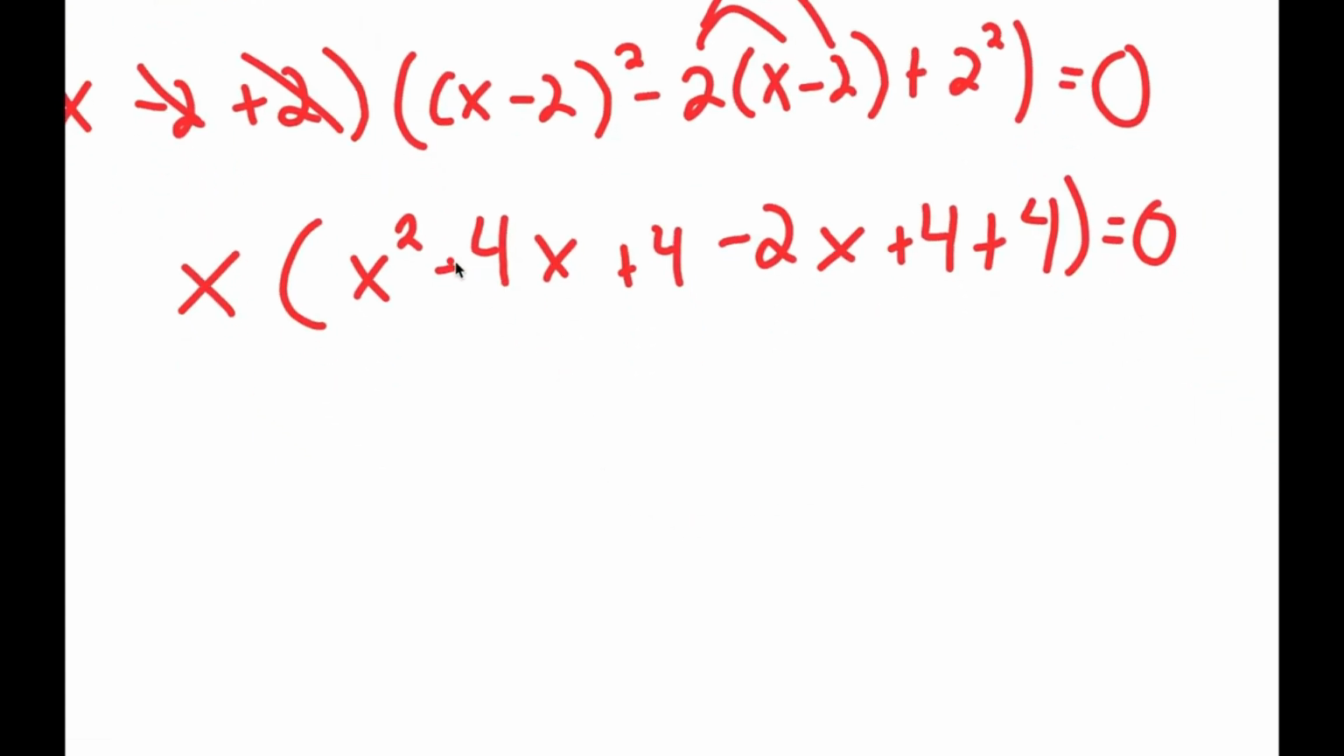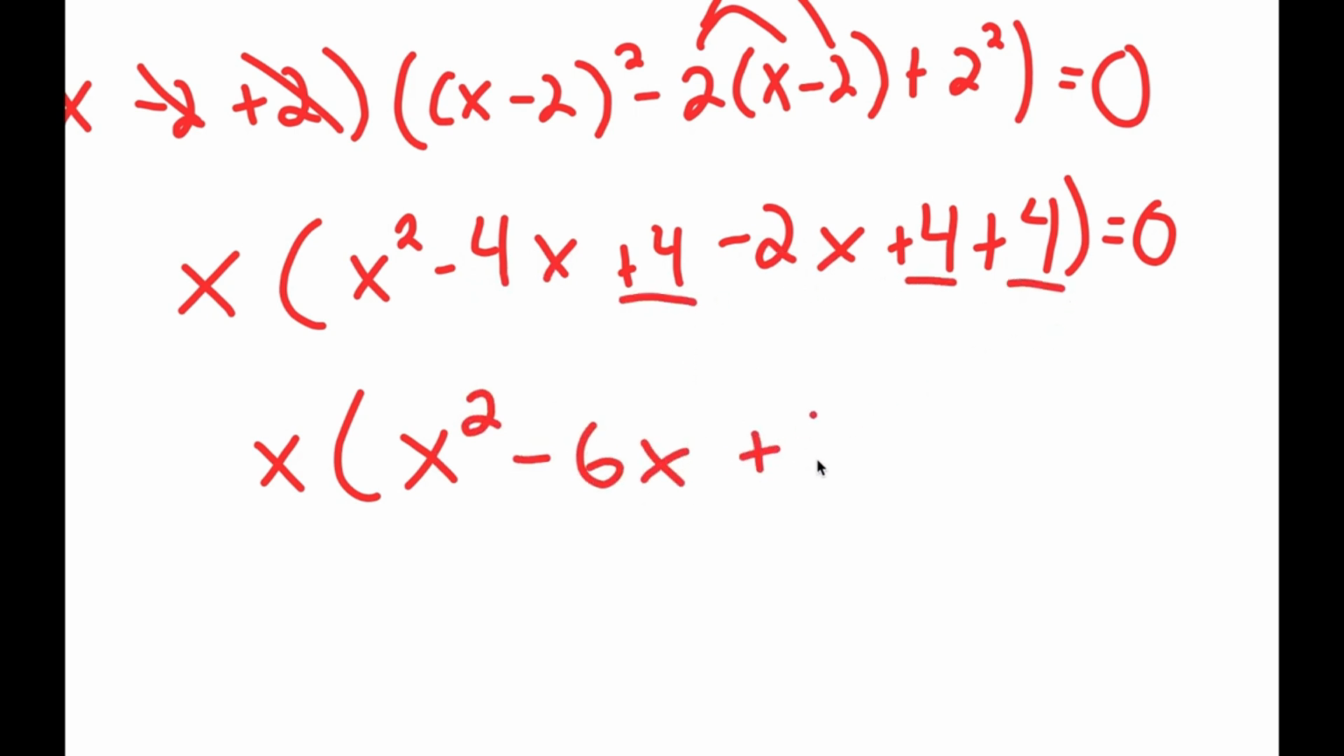Now from here, we can simplify what's in the parentheses. So I get x times (x^2 − 4x + 4 − 2x + 4 + 4). So this simplifies to x^2. Negative 4x minus 2x is negative 6x. And now I'm left with plus 4 plus 4 plus 4, which is plus 12. This is equal to 0.